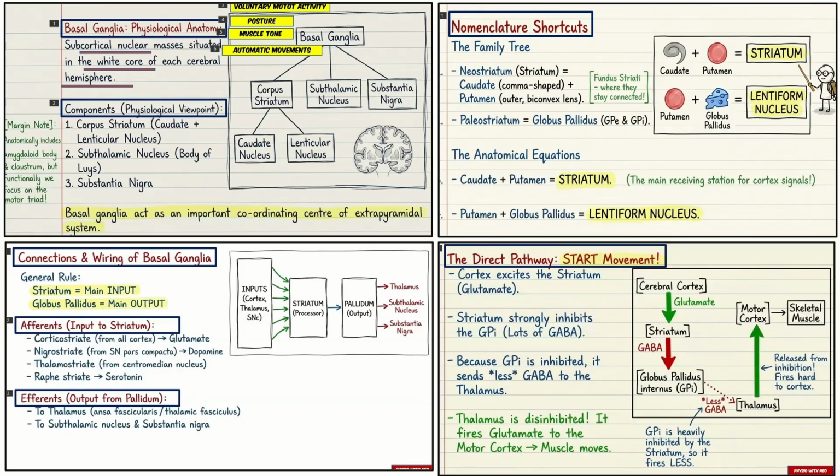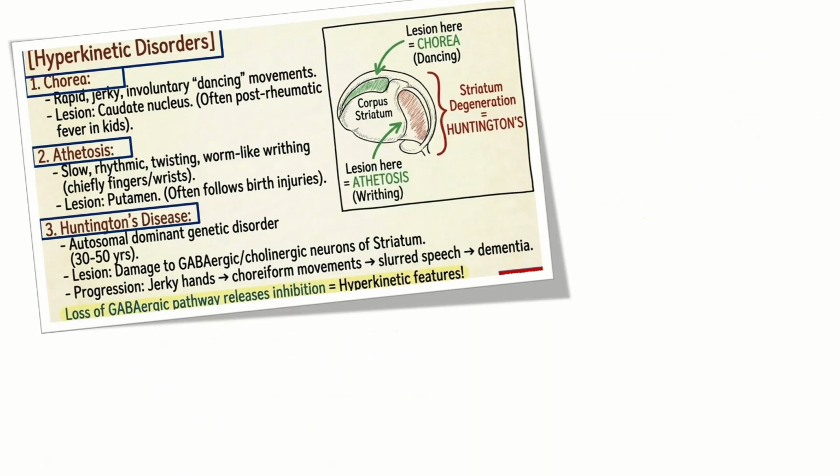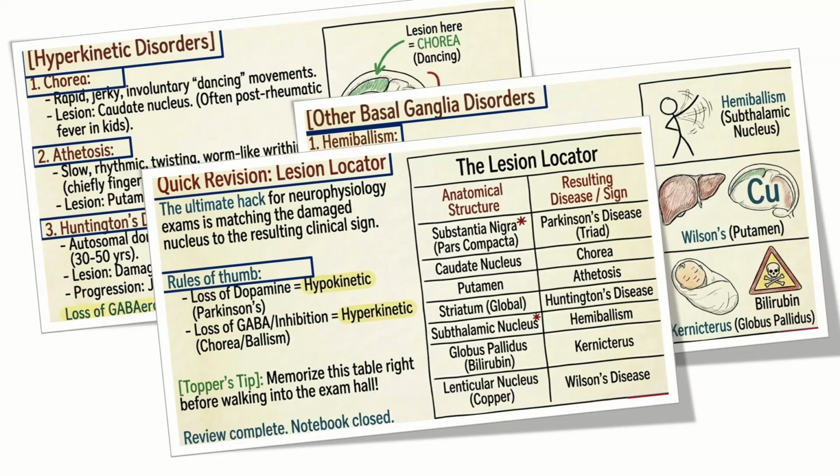In today's video, I will show you exactly how toppers write a perfect 10 marks answer on basal ganglia, including a neat flow chart, examiner-friendly diagrams, Parkinson disease, and basal ganglia lesions. And don't miss the last few slides because I will show you different hyperkinetic disorders, basal ganglia disorders, and the easiest way to remember the site of lesions, which most MBBS students find confusing.